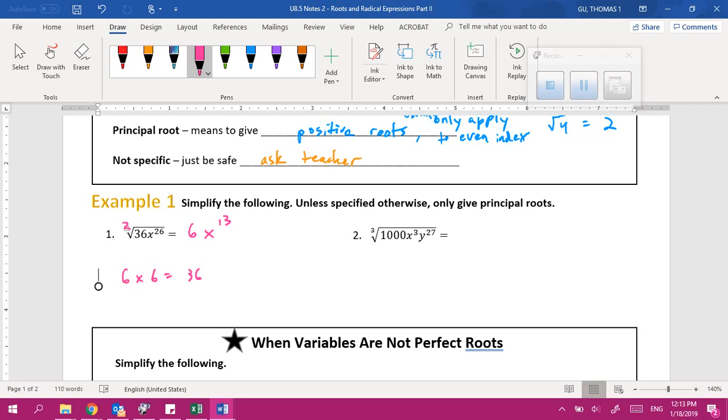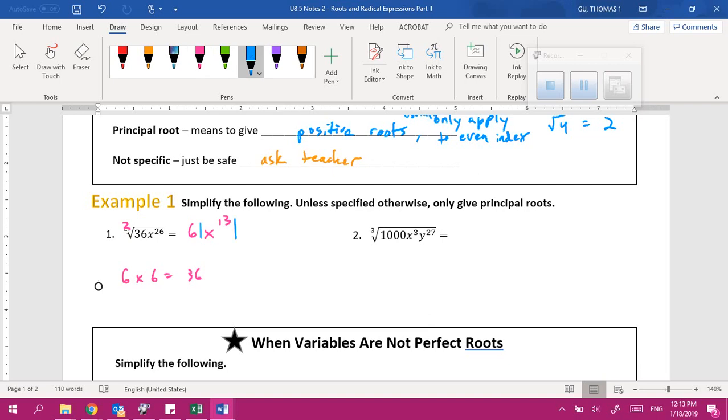However, remember this question, it says to only give the principal roots. That means your answer should be positive. How do I know this number right here, 6x to the 13, is going to be positive? Because if I plug in a -1 for x, that's going to be a negative. So what is that called? Absolute value. Around what? X to the 13th. Right.